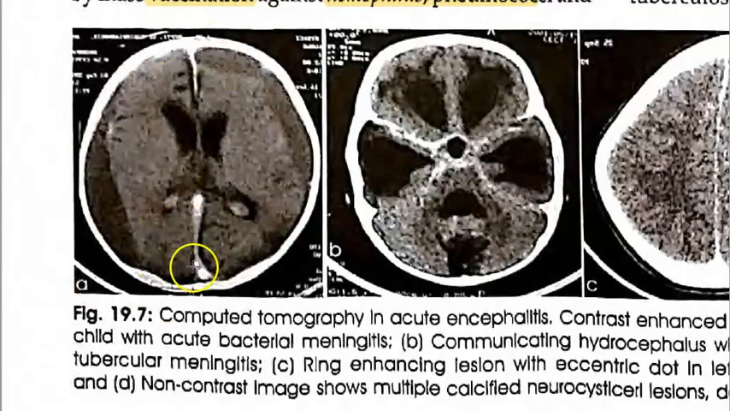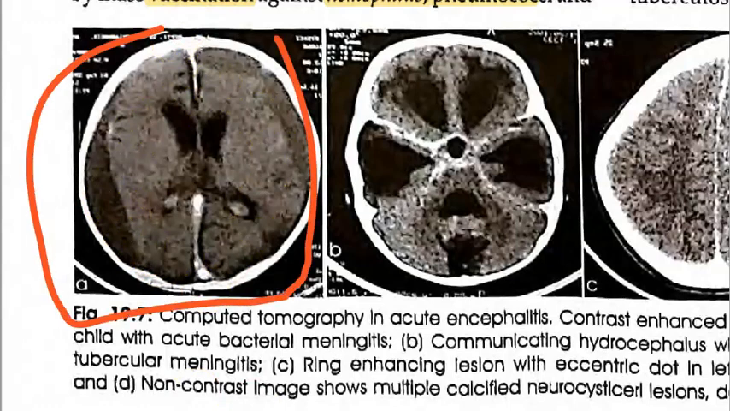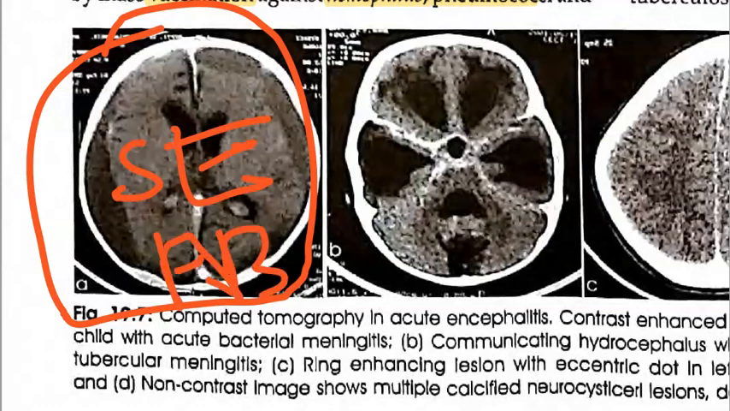Guys, look at this image here. This is a CT. Here you can see subdural effusion, bilateral subdural effusion. This is a child with bacterial meningitis. Okay. Now the next one is tuberculosis. Don't look at that. This one you look at subdural effusion. This is acute bacterial meningitis.